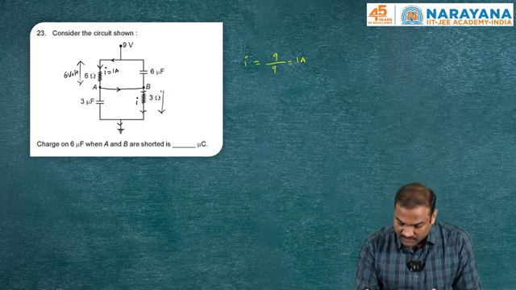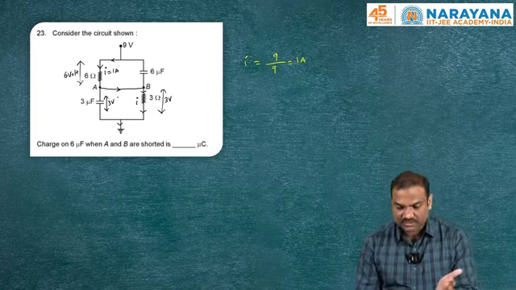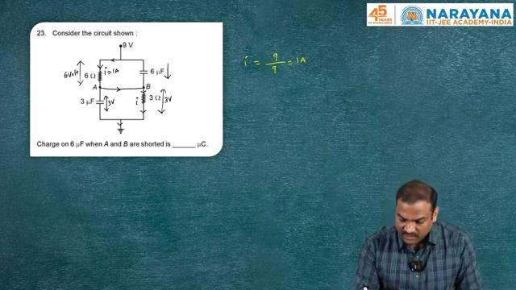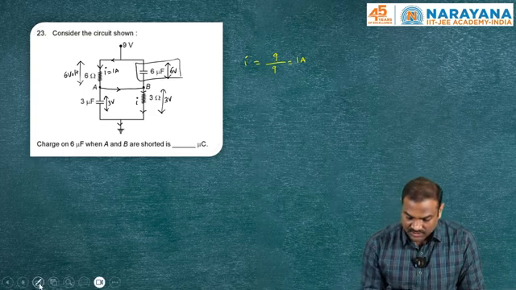And across the 3 ohm, it will be 3 volt. That means across this, it will be 3 volt, which is not required for us. Actually, they are asking for across the 6 ohm, which is 6 volt. So then, what is the charge on the capacitor?